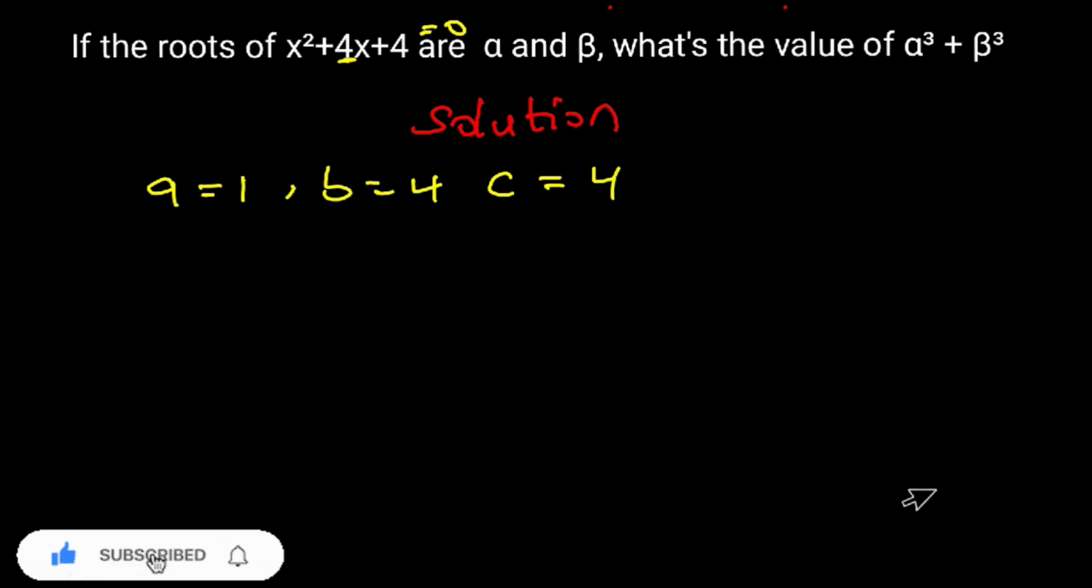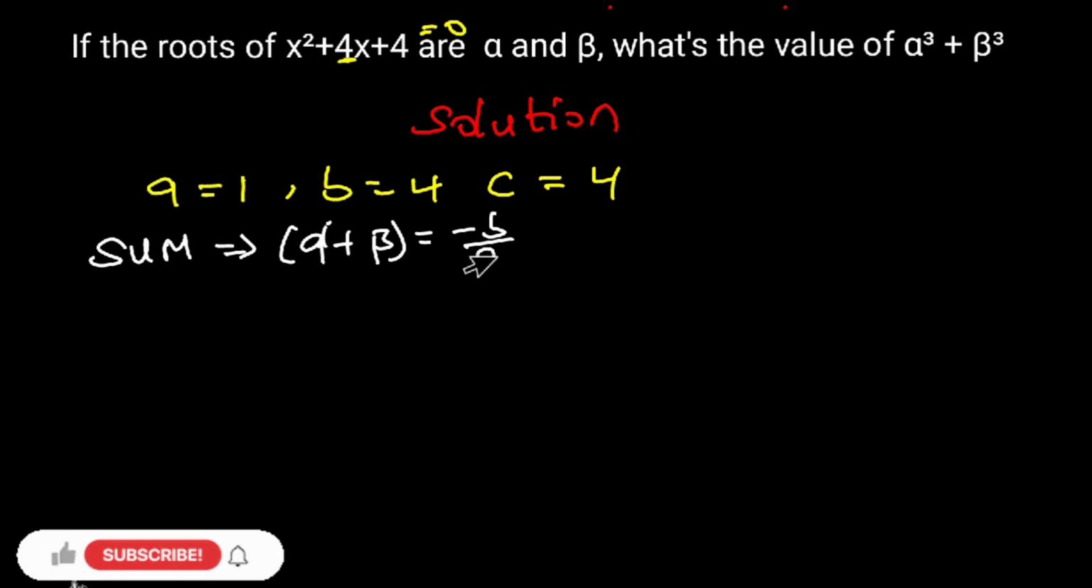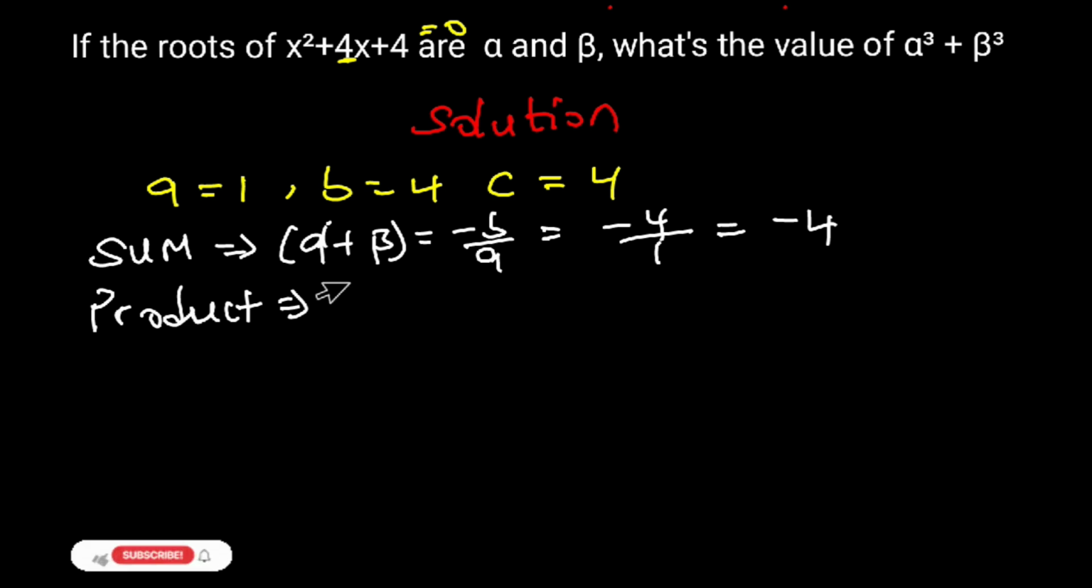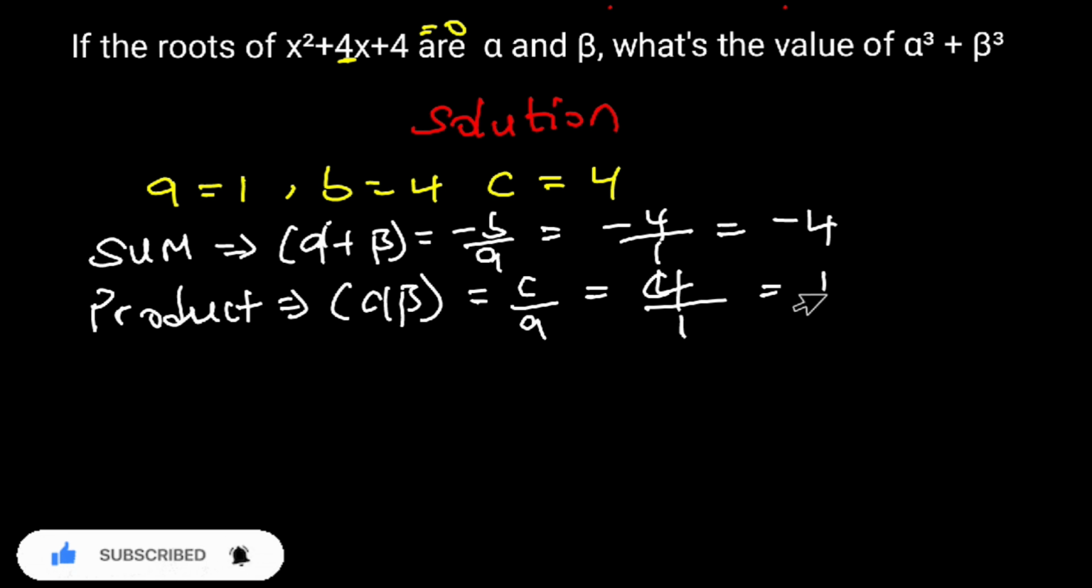So let's find the sum of the roots. So the sum of the roots, which is alpha plus beta, is equal to minus b over a. So which is equal to, b is 4, so this is minus 4 over 1, which is equal to minus 4. And then the product of the roots, which is equal to alpha times beta, is giving us c over a. And then from here, c is equal to 4, and a is 1. So 4 over 1 is equal to 4.